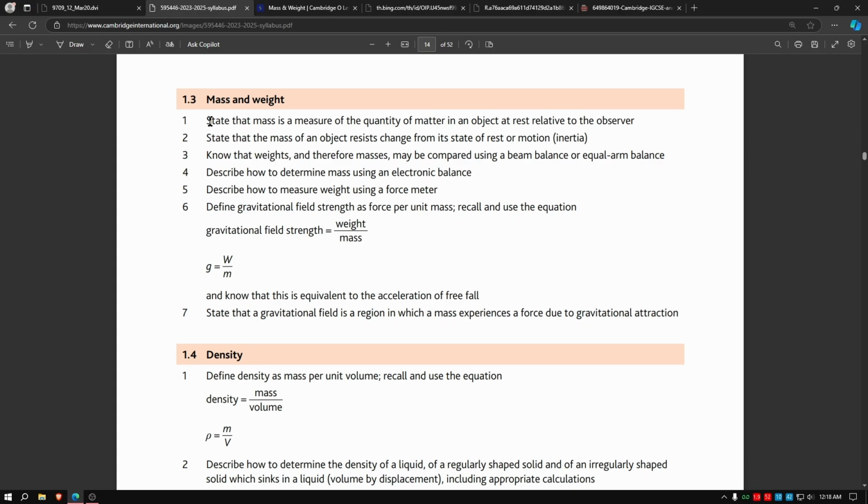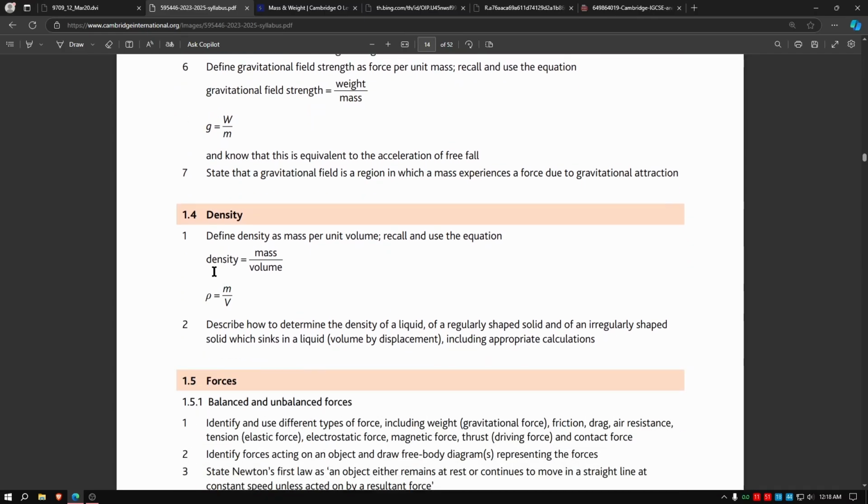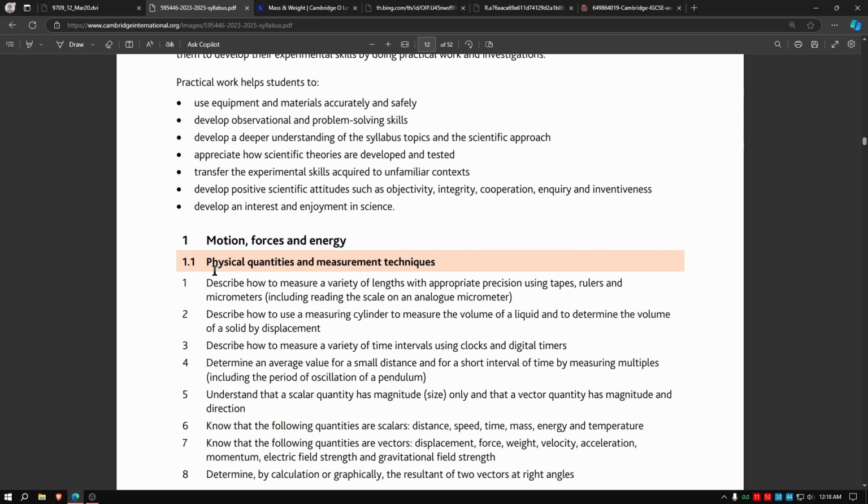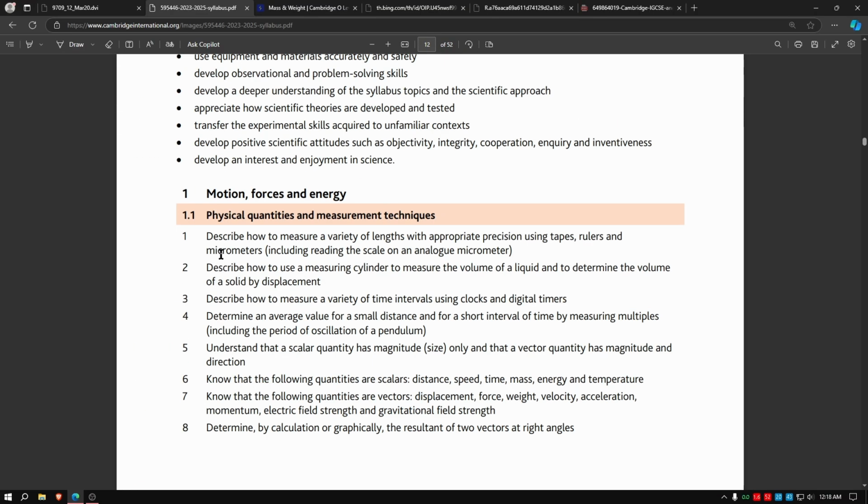Hi guys, so in this video we'll be speedrunning chapter 1.3 and 1.4 of the bigger chapter called Motion, Forces and Energy, which is chapter 1.